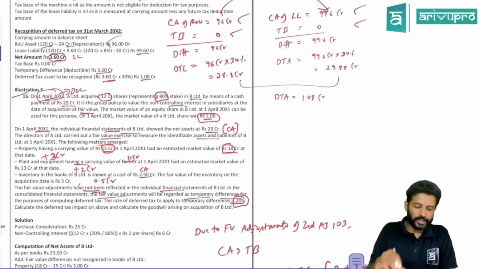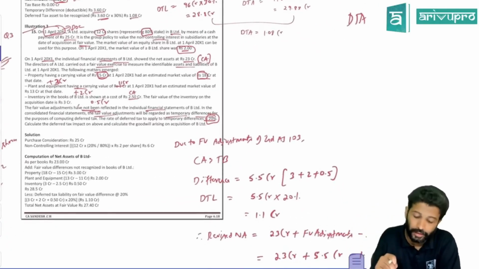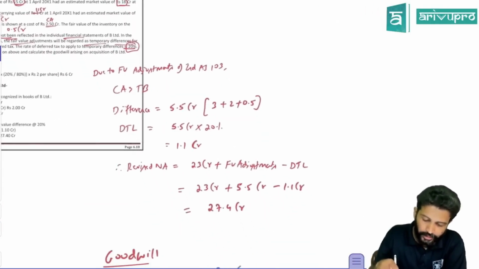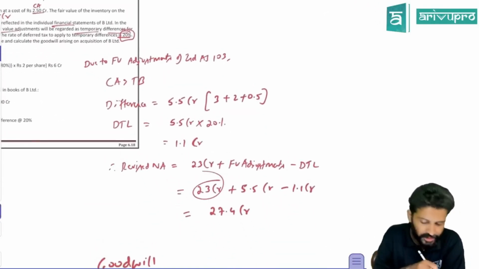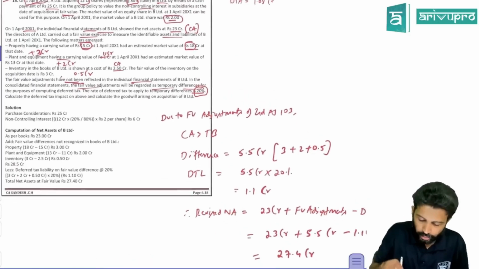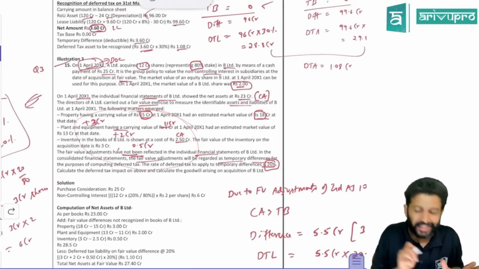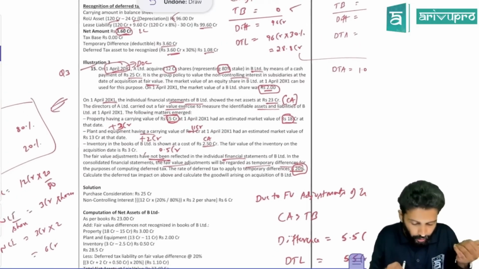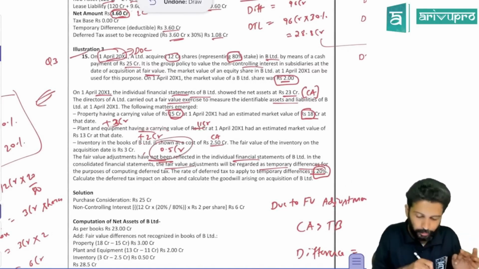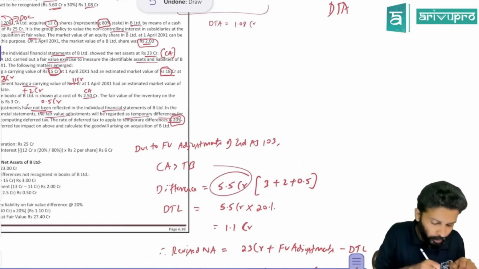So first we have to find out the carrying amount of net assets and the fair value of net assets. We'll do it in this order. Certain assets' fair value has increased, do you agree with me? Property by 3 crore, plant by 2 crore, and inventory by 0.5 crore. If you add everything, 3 plus 2 plus 0.5, that is 5.5 crore.